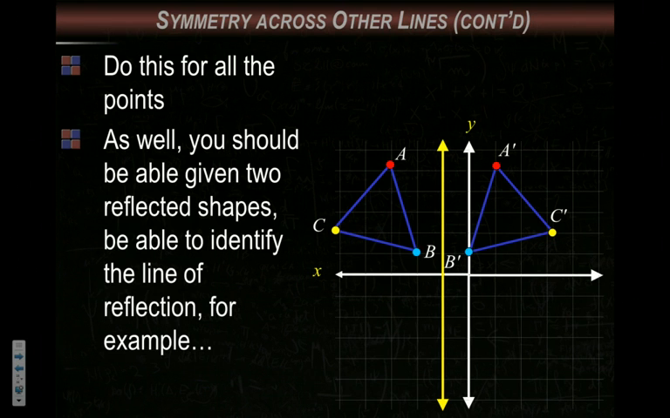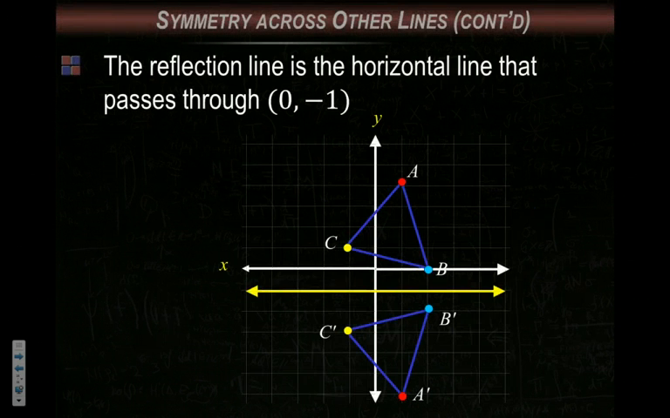Remember, we're not dealing with the white lines anymore. We're dealing with the yellow line. The yellow line is the line we're reflecting on now, okay? So don't overthink this. It's pretty simple. It's just basic geometry stuff, okay?